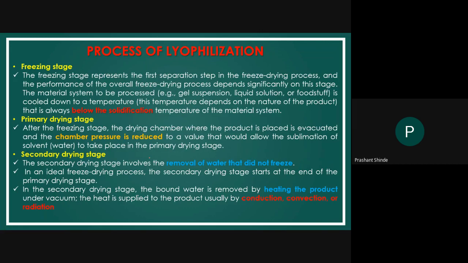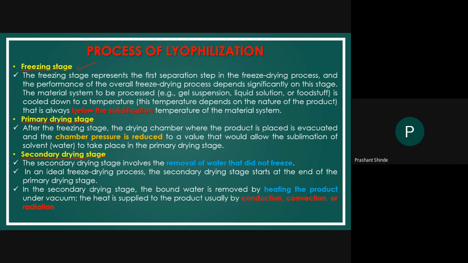Now, if you consider the process of lyophilization, this lyophilization process is basically carried out in three phases. So the first one is your freezing stage, the second one is your primary drying stage, and the third one is your secondary drying stage. So what is actually this freezing stage, what is primary drying stage and secondary drying stage? So basically in the freezing stage, whatever the biological molecule, biological component or the biological mixture we have, or any organic or inorganic mixture we have, we are subjecting this material to deep freezing.